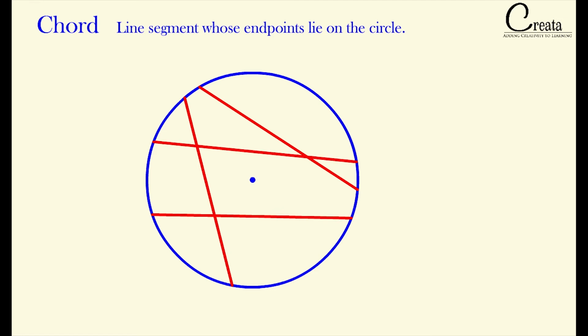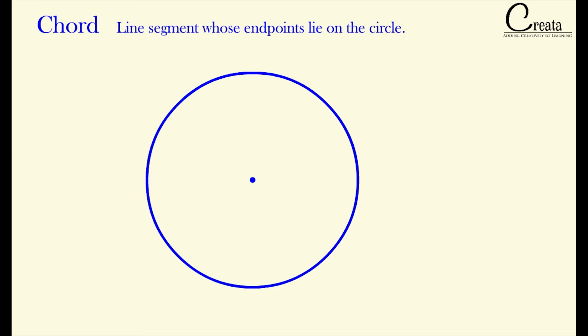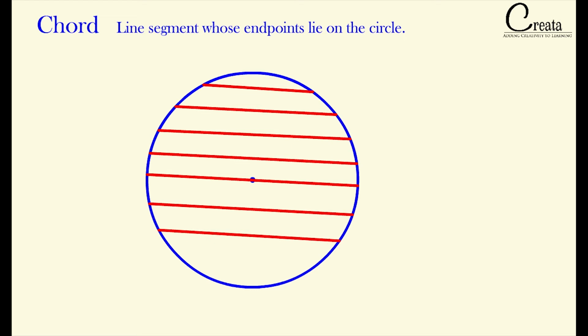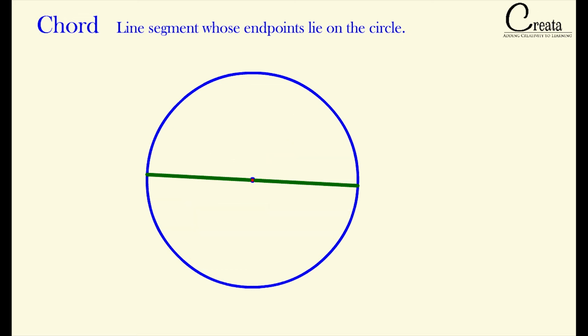Now you can observe and tell me where I can draw the longest chord, means the chord with the maximum possible length. We can draw many random chords inside the circle. Can you locate which is the longest one? The chord passing through the center of the circle is the longest of all the chords. This longest chord is known as the diameter of the circle. It is denoted by d. It is twice the radius, that is, d is equal to 2r.